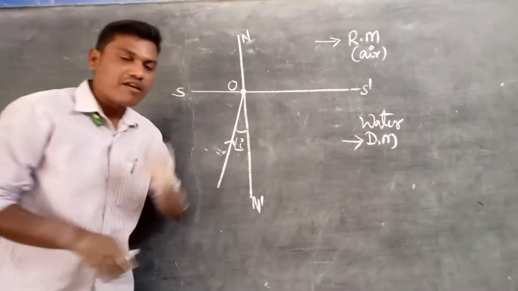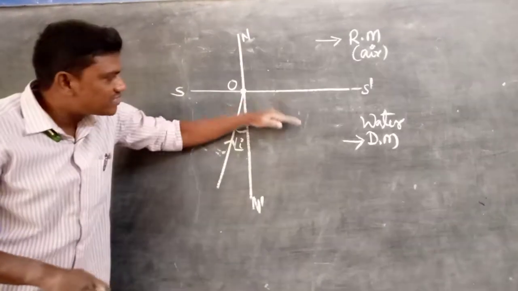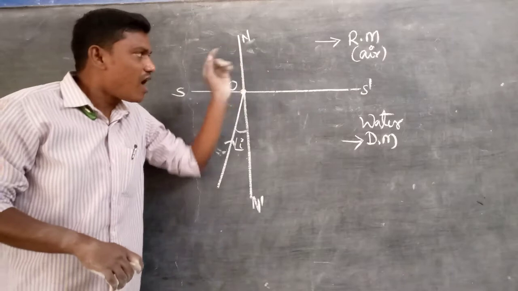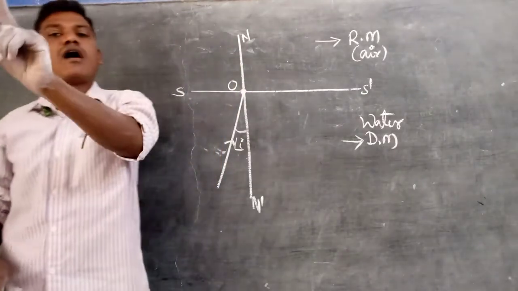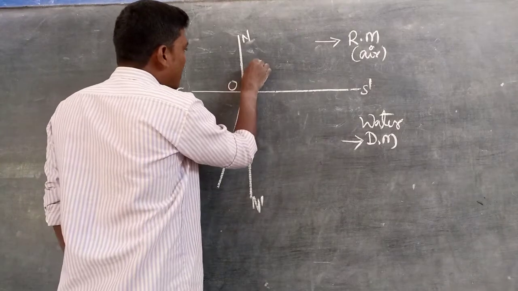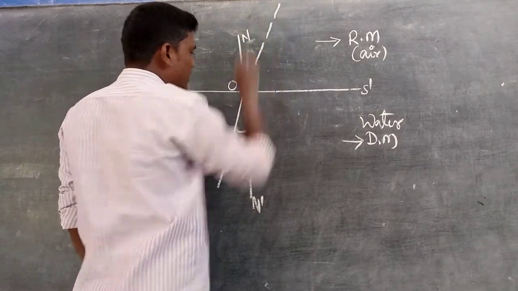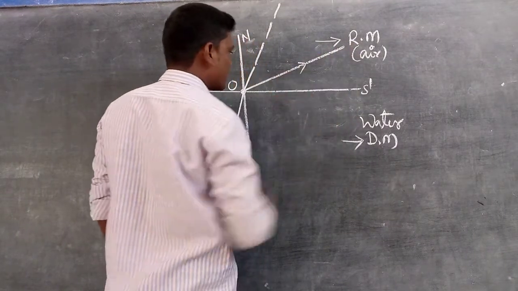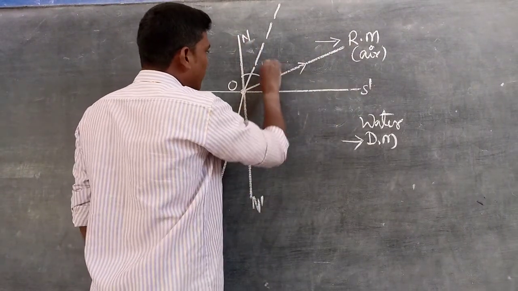You know that when light travels from a denser medium to a rarer medium, the light deviates from its path and moves away from the normal. Is it correct or not? That's why this is the initial path of the incident ray, but the light will not go like this; it will travel like this. So what is this called?